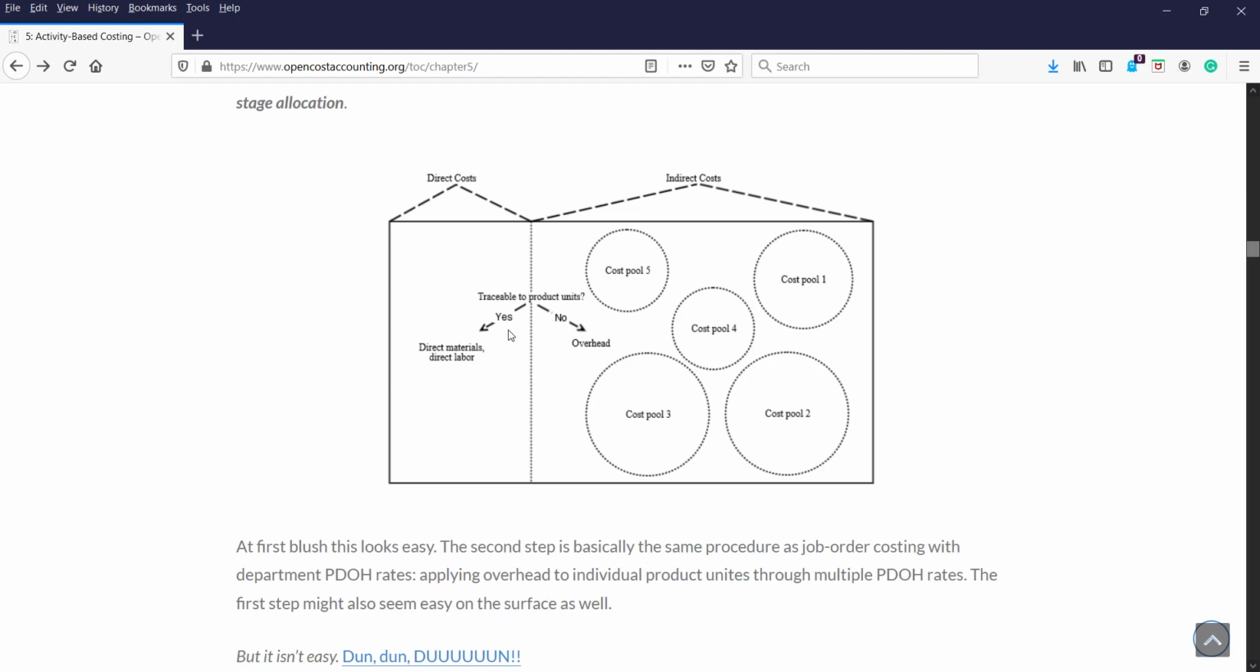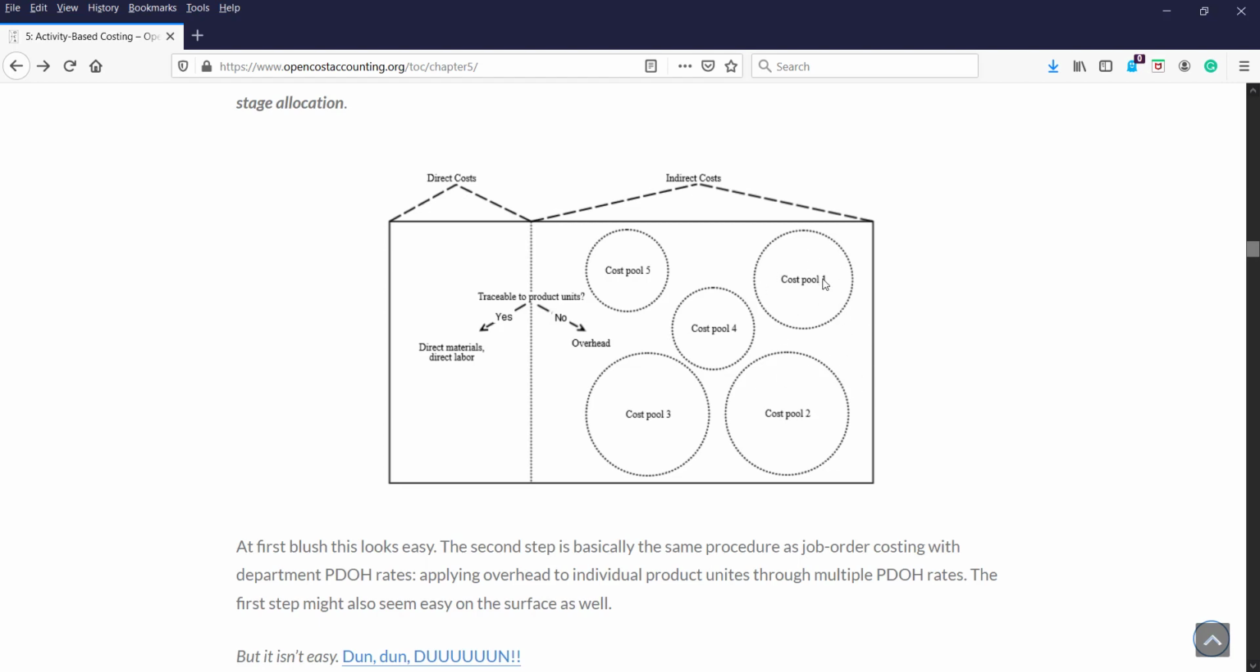So we have right here our same diagram that we produced in chapter 4, where we said we have two different questions we can pose. Is it traceable to product units or not? And if it is, then it's a direct cost, either materials or labor. If it's not, we'd call it overhead. Or we used to have a dash line right here, and we said if it's not traceable to product units and not traceable to product lines overall, it was an SG&A cost.